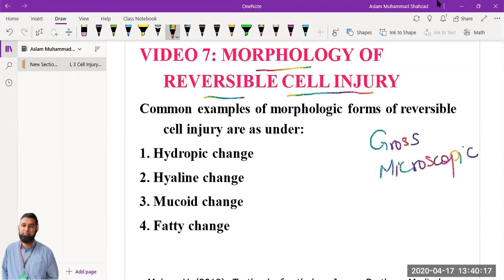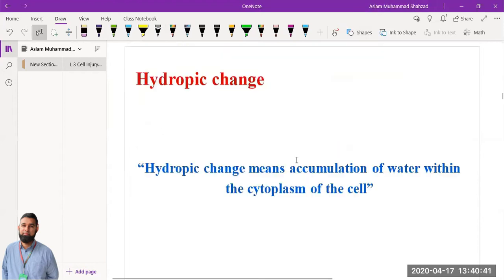So we will see some examples of reversible cellular injuries like hydropic changes, hyaline changes, mucoid changes, fatty changes, and we will discuss the gross and microscopic changes in some of the examples. Let's discuss one by one.